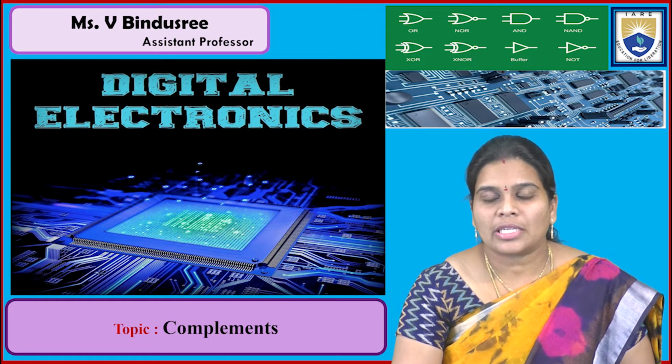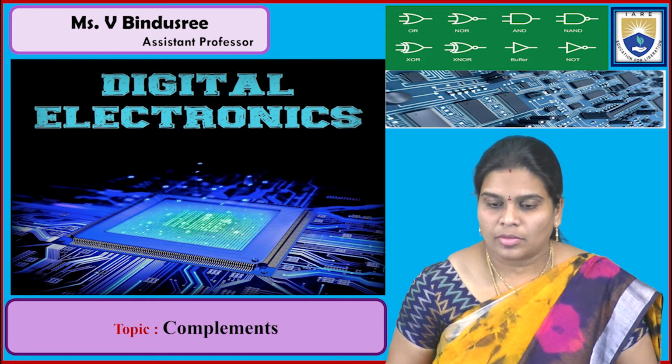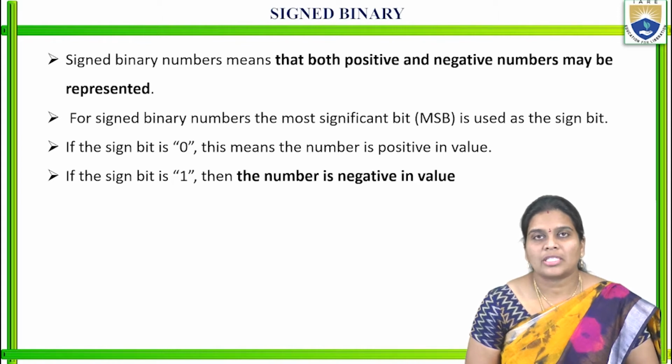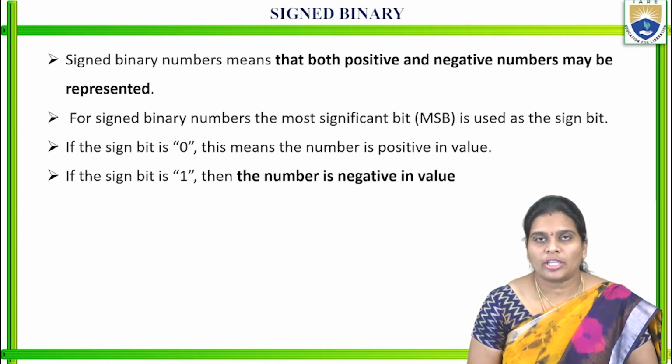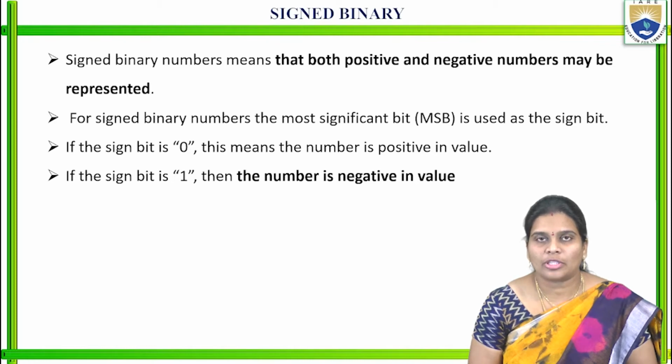Today's session will discuss complements and the signed and unsigned binary number systems. First, we'll discuss signed and unsigned binary numbers. In an unsigned binary number, the number, including the zeros and ones, does not depend on signs. If you take +7 or -7, whatever it is, it does not discuss that sign, so that is the unsigned binary number.